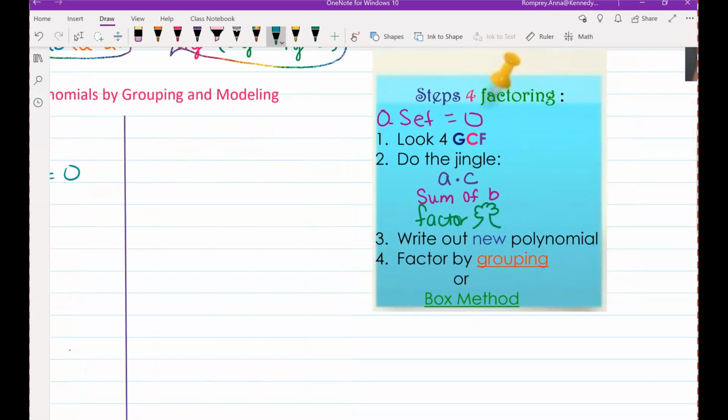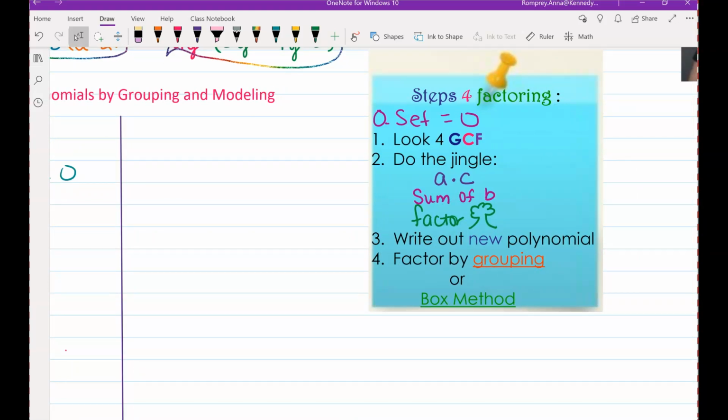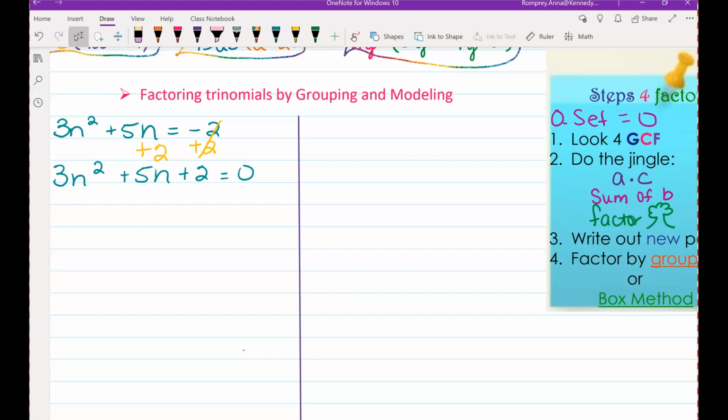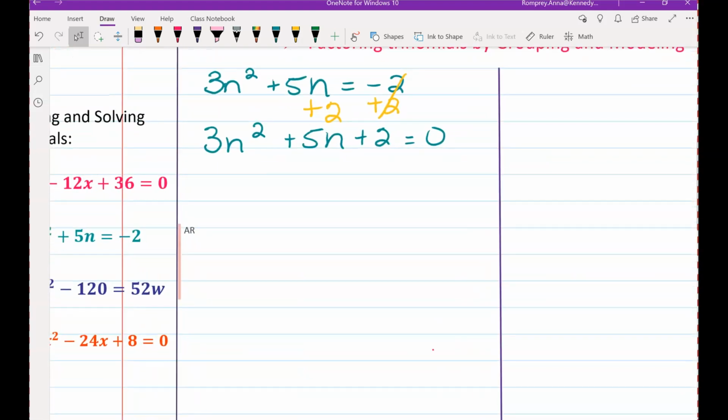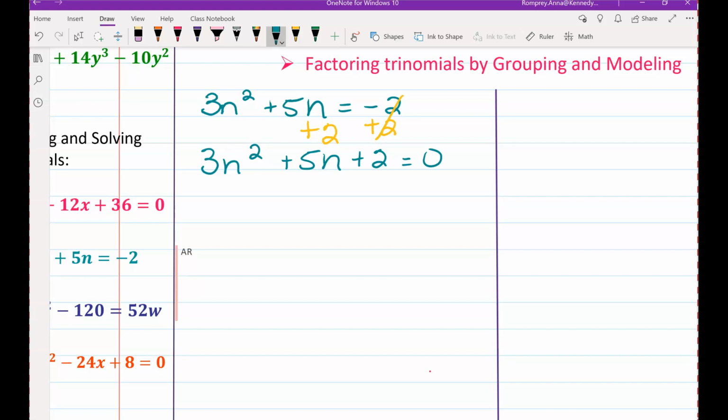So now, in your best State Farm commercial voice, do the jingle. All right, so our jingle is A times C, sum of B, factor tree. I know that sounds silly, but it'll make sense in a minute. Now, this is in standard form, A, B, C. As long as this is written in descending order, with the largest exponent first and going down, your A, B, and C will be in order.